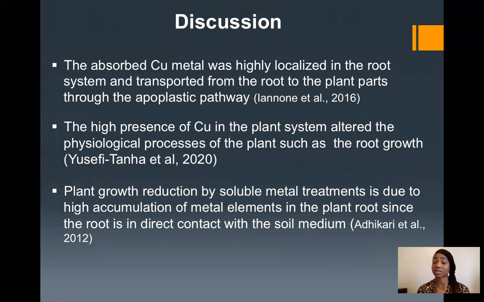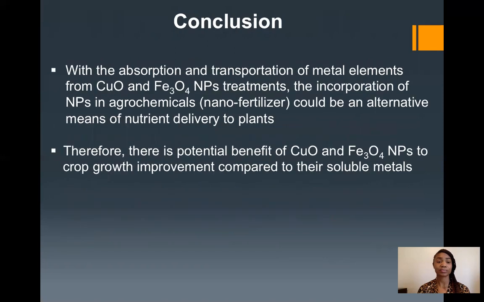And the growth reduction by the soluble metal treatment is due to the high accumulation of copper metal in the plant roots, since the plant roots are in direct contact with the soil medium.